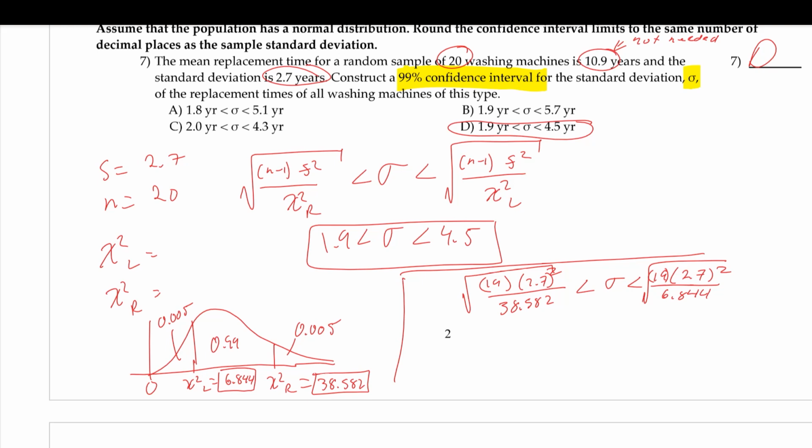If you calculate this, we get the same thing as we had before. If we round to one decimal place, we get 1.9 and 4.5. Same thing. Okay, so that was all the problems on the chapter on confidence intervals and estimating a parameter. The next questions are going to be on hypothesis testing for one population parameter. And then after that, we'll go into two population parameters.